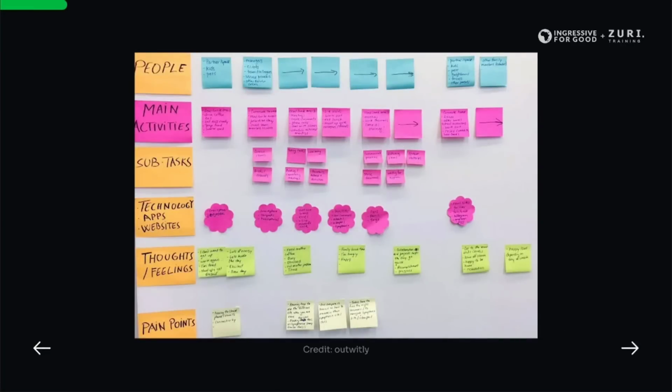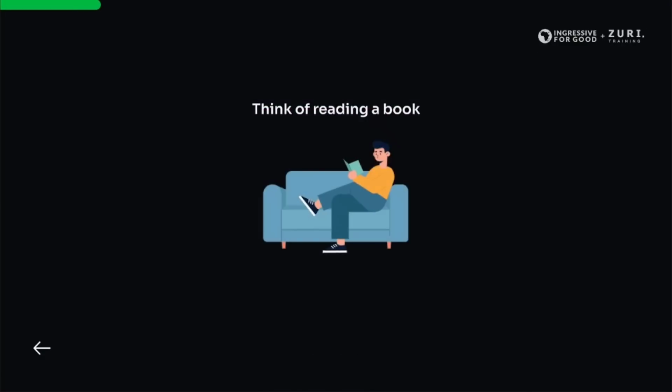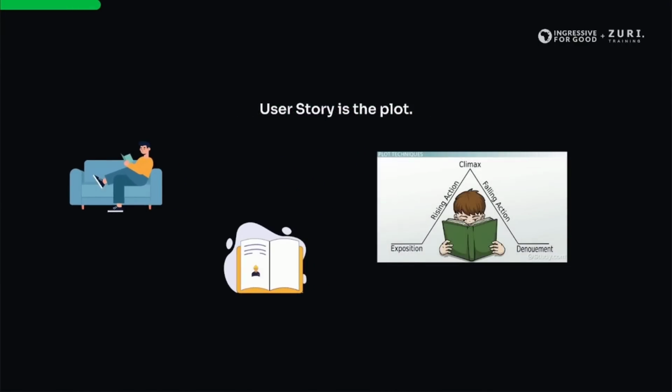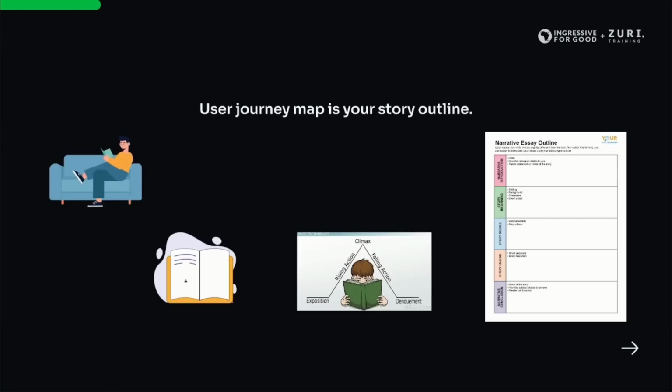Before you start the user journey, you need a user journey map. A journey map is just what it sounds like, an illustration of what the user goes through to achieve their goals. Think of it like reading a book. If the persona is your character, the user story is your plot, and the user journey is your story outline.